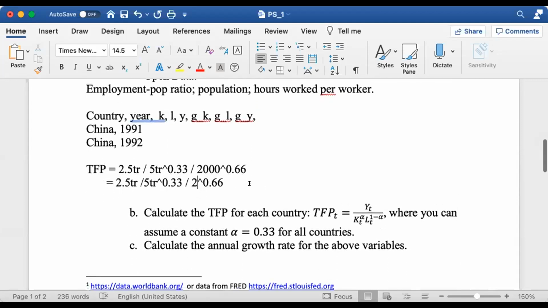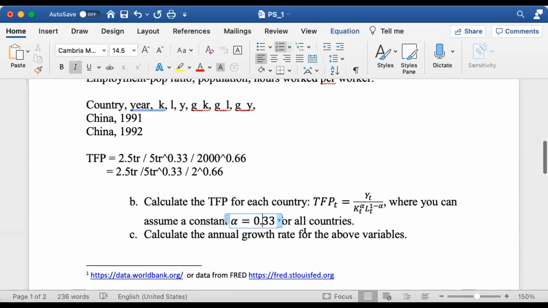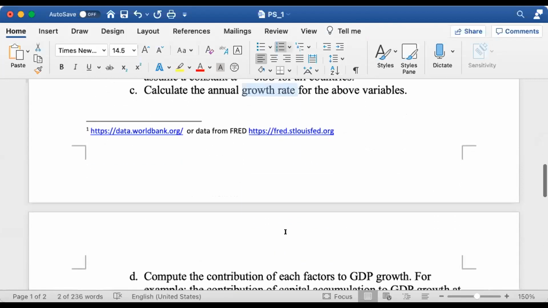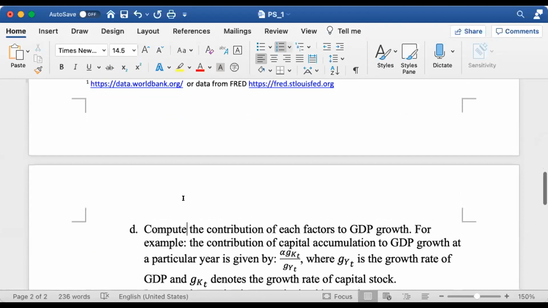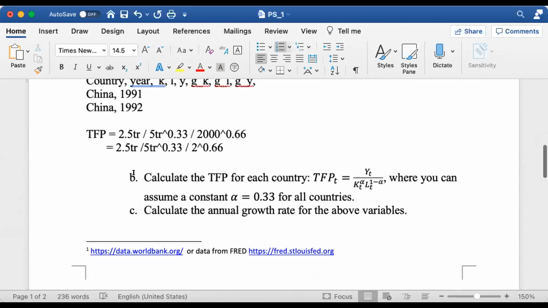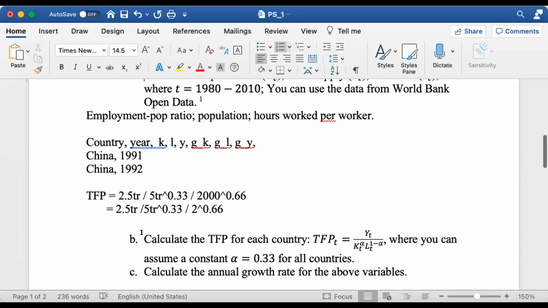Okay, so where we are. This is what I just explained, how you calculate TFP. Once you get TFP, it should be fairly straightforward to find a growth rate. Now, what is part D? I think part D is straightforward once you go through the previous steps. The hard part is A and B: you get fairly complete data, and second you calculate TFP. Okay, so please share your screen. Let me stop sharing.